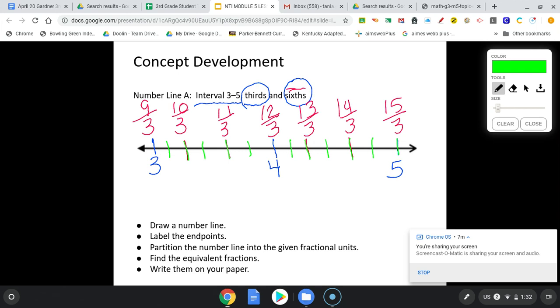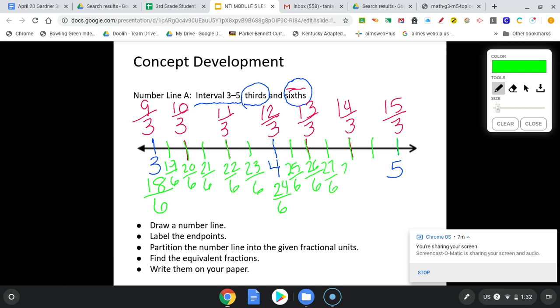So how many sixths are in 3 wholes? Very good. There are 18 sixths in 3 wholes. So then we would have 19 sixths, 20 sixths, 21 sixths, 22 sixths, 23 sixths, 24 sixths, 25 sixths, 26 sixths, 27 sixths, 28 sixths, 29 sixths, and 30 sixths.